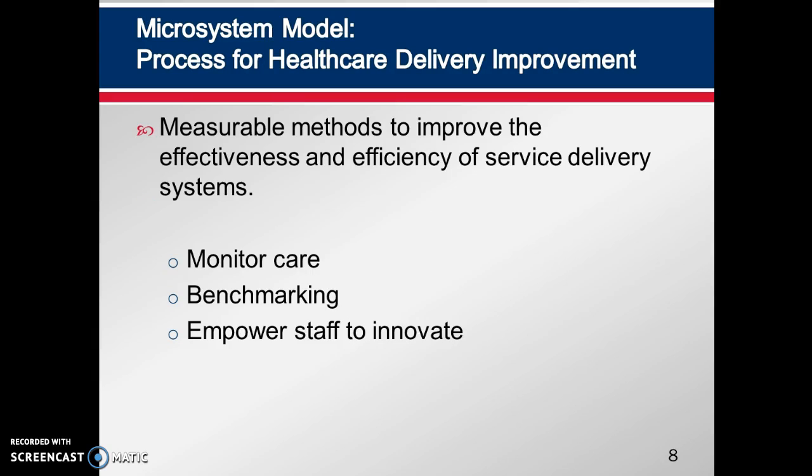Process for healthcare delivery improvement. Here is where we're going to be talking about the process improvement or measurable methods to improve the effectiveness and efficiency of service delivery systems, including as well staff or human resources. We'll monitor the care to provide measurable data. We need some kind of input to make any kind of changes. We'll compare our data with other leaders in the industry. So if we know that there is another hospital, another company excelling in a certain area, we can see what's going on, and that is referred to as benchmarking.